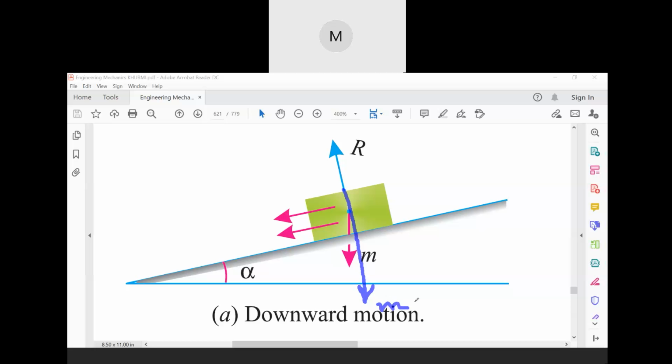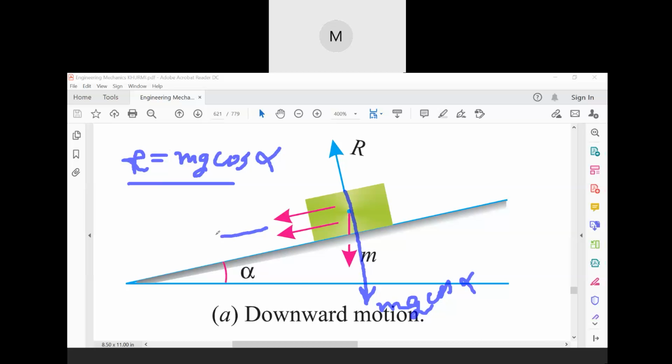Then if this is mg cos alpha, then we can say that R is equal to mg cos what? alpha. R equal to mg cos alpha. Right? If you understand, it's okay. The other people should also understand, na? R equal to mg cos alpha.